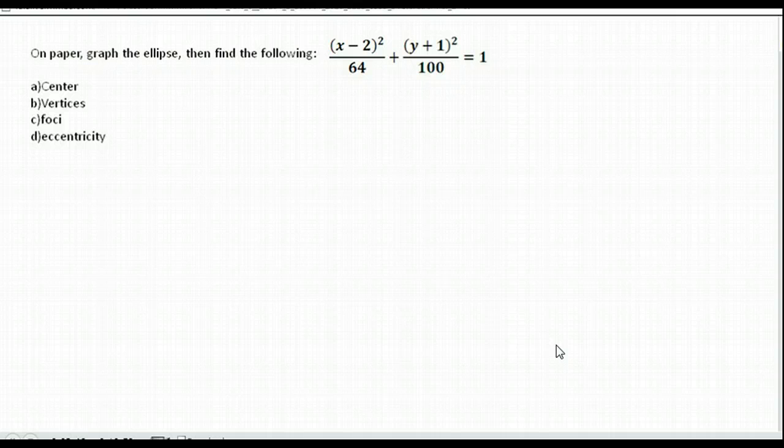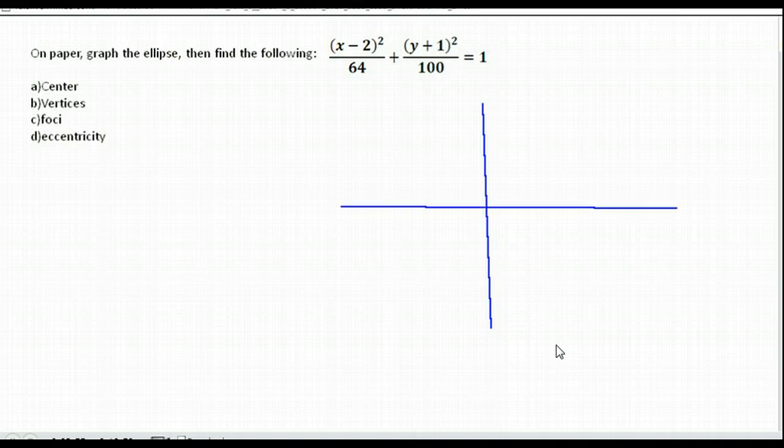Alright, here we go next. On graph paper, they want us to graph the ellipse and name all of those parts and pieces. We would want to see whether this is a vertical or horizontal ellipse, and we can see just by looking here that it's going to be vertical, because underneath the y, the 100, is larger than that underneath the x, which is just 64. So first we need our center.